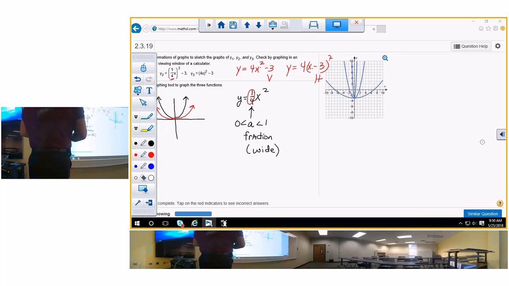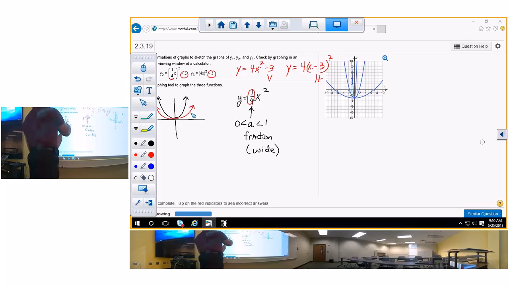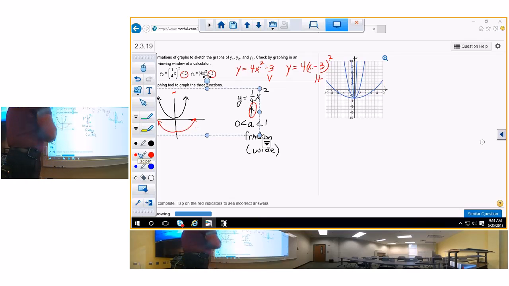Okay? So, I know here, I've got a vertical shift of 3 down. So, I'm going to move, I don't know if it'll let me do this, but I'm going to, yep, just ignore that over there. Okay, so the 1/4 x squared minus 3, I'm going to move it down 3. 1, 2, 3. And there's that one. And then I'll do the blue.